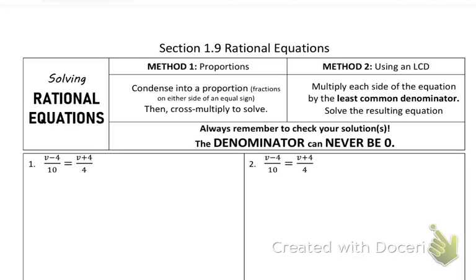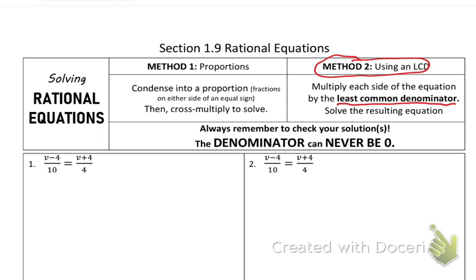All right, guys, let's talk about rational equations. We already talked about simplifying rationals, but today we're actually going to solve them with that equal sign between them. We're going to talk about two specific methods. The bigger method to know is probably method 2, using that LCD or least common denominator. That one's always going to work.